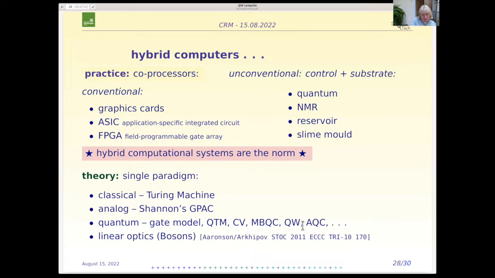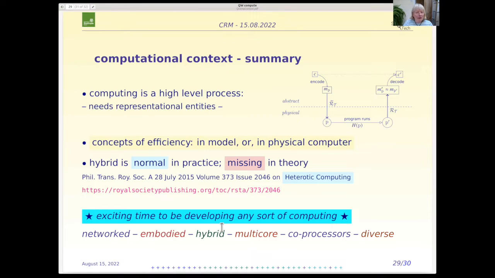I'll mention there's quantum walk and adiabatic, which will both get a mention. There's intermediate ones like linear optics. Missing is how you put these together. If you'd like a little bit of summary of what I've just been telling you.